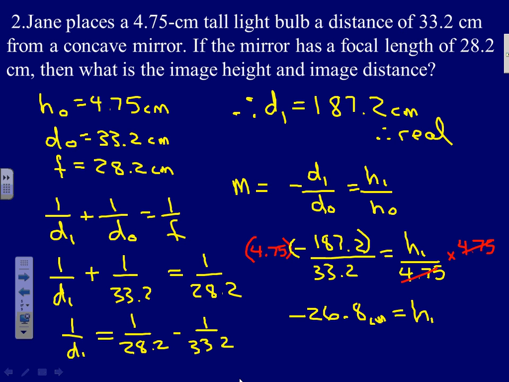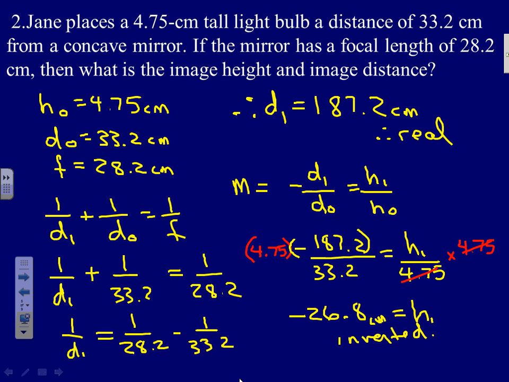Negative. What does that tell me about the image? Nope, doesn't tell me it's virtual. I know it's real up here because it's in front of the mirror. What is the height of the image? If it's negative, what does that tell me? It's inverted. Inverted. All right? Location of it? Well, location is when we find the di. That's the location. That's a very specific location. All right? Size. What's the size of the image compared to the object?